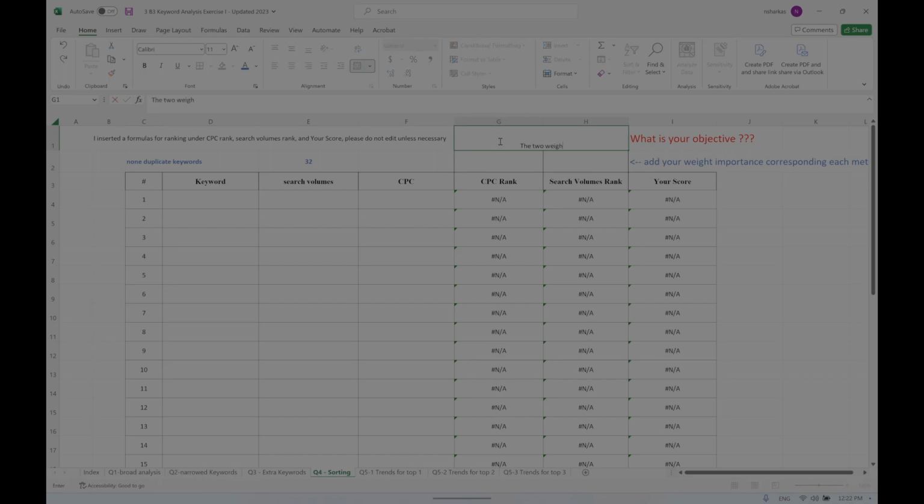The two weights should sum to 100% or 1, depending on whether you're doing 0.5 or 50. Whatever. This is also a very nice guide for you. Over here you have some percentage, over here you have some percentage, and then you have your score. Your score is basically this percentage multiplied by this, plus this percentage multiplied by this, and then you get your own score based on your objective.